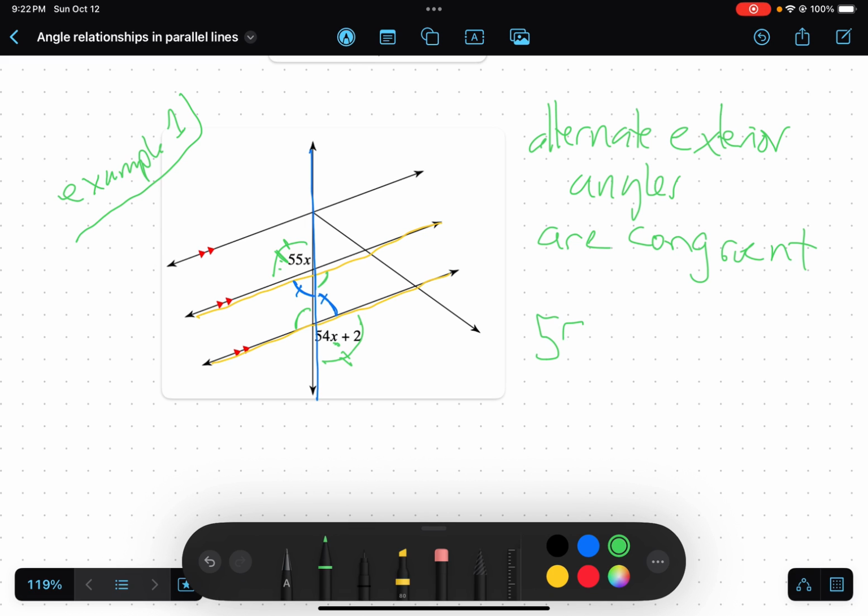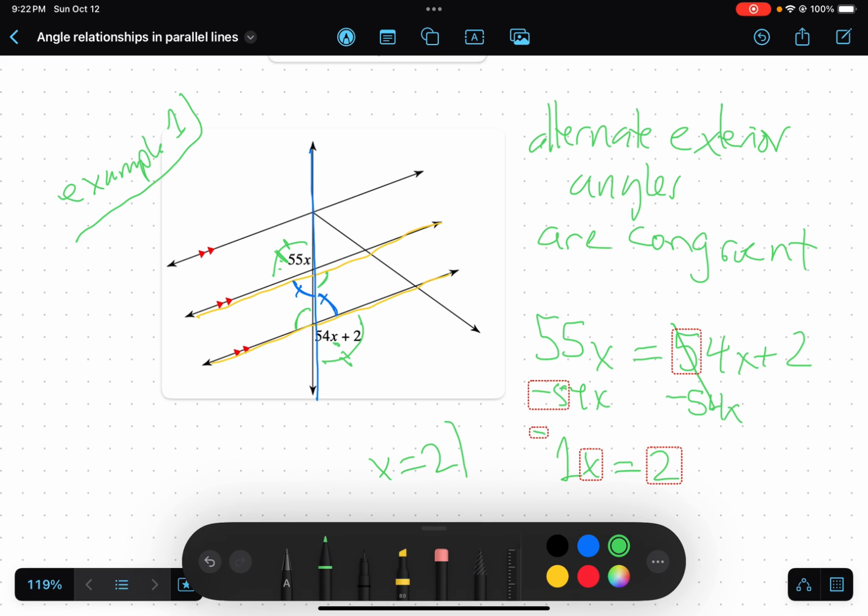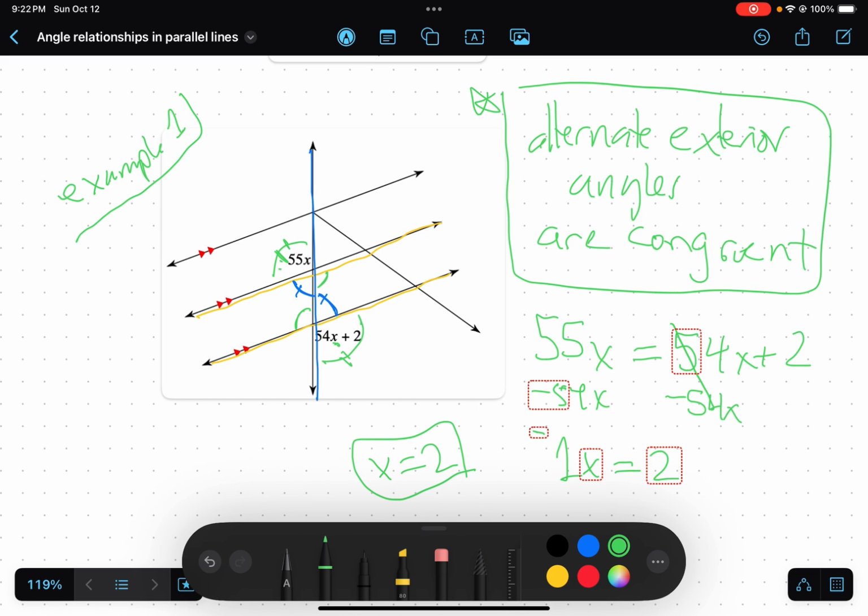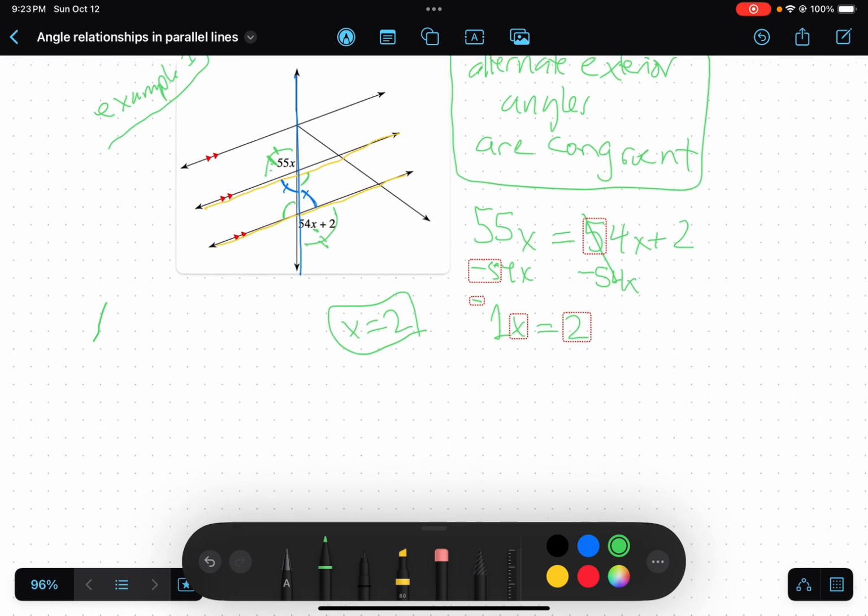So 55x equals 54x plus 2. To solve this equation, I'll subtract 54x from both sides, and this one's a pretty easy one. That gets me 1x equals 2, so x equals 2. The key piece here is identifying the relationship correctly in the beginning in order to set up the equation. So let's do 2 more.